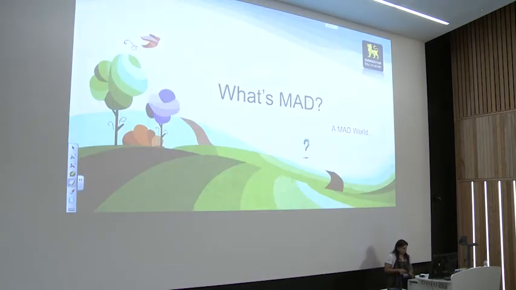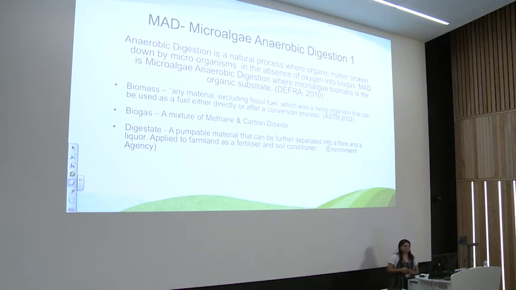Now, what is MAD? This is my MAD world. MAD stands for microalgae anaerobic digestion. Now, anaerobic digestion is a natural process which is the breaking down of the biomass into simpler organic matter from which it was naturally formed. And here, my biomass source is microalgae, and hence the name MAD. And biomass is any material, excluding fossil fuel, from any living organism, which in due course can be used as a fuel, either directly or indirectly by a process.